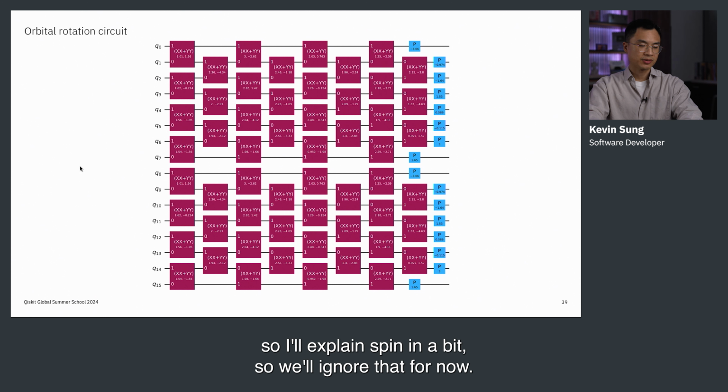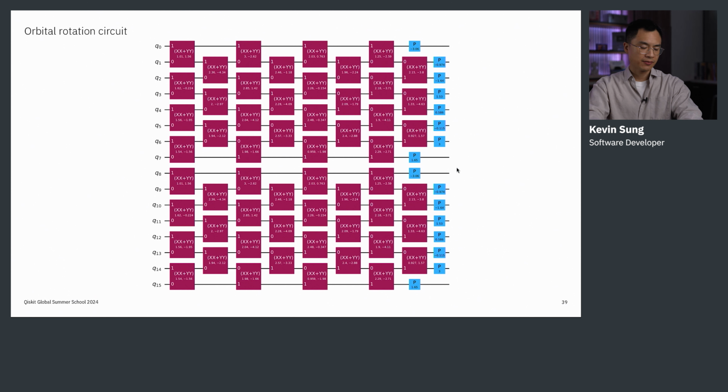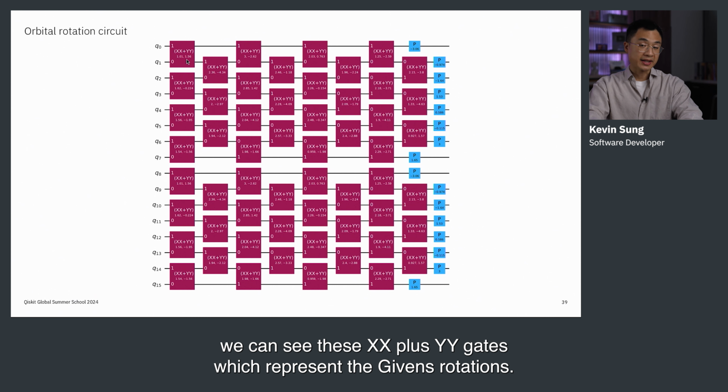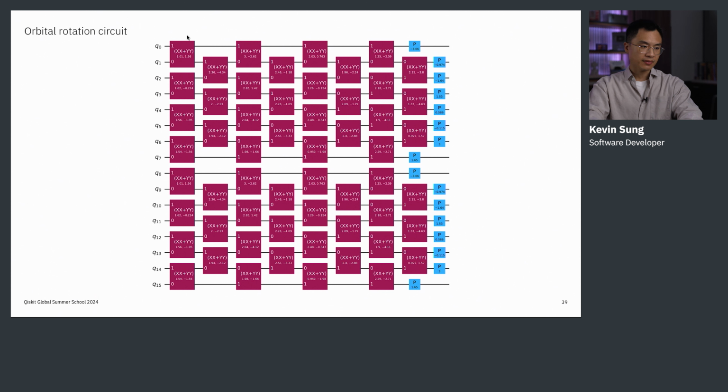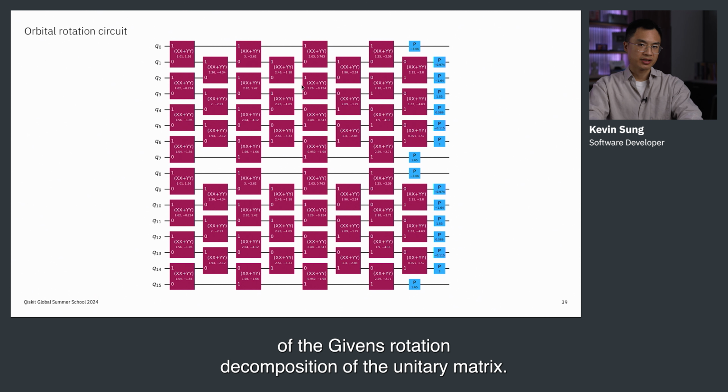So I'll explain spin in a bit, so we'll ignore that for now. If we look at just one of these circuits, we can see these XX plus YY gates, which represent the Givens rotations. And as you see, they are acting on adjacent qubits. Another nice property is that they're very dense, so we're fitting as many gates as possible into as few layers as we can. This is a visual representation of the Givens rotation decomposition of the unitary matrix. And the phase gates here are implementing the diagonal.